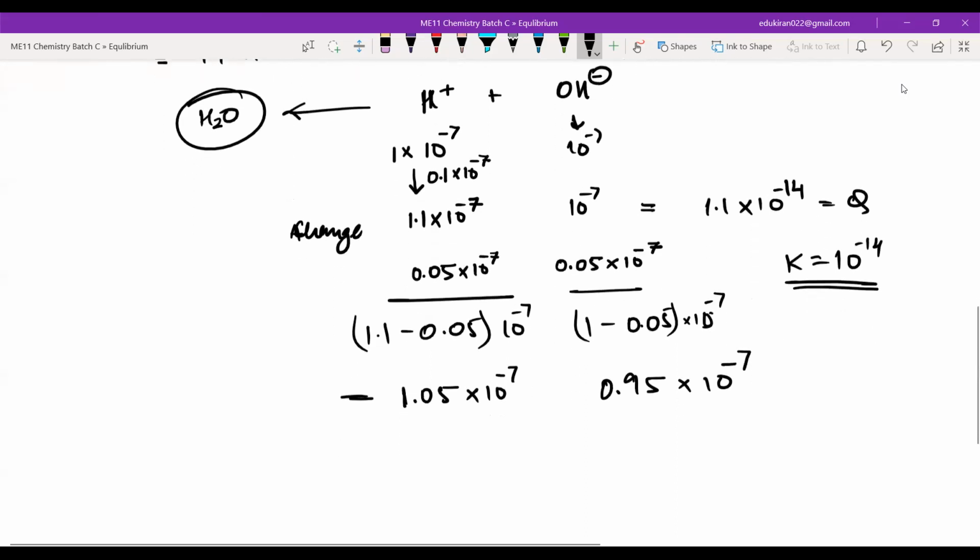Yes? Tell me, guys. Okay, fine. Now this is the concentration of H plus, 1.05 into 10 to the power minus 7. So whatever we did here now, please always do like this, so you will not have to calculate the quadratic equation. You just start from the H plus and see whatever the changes, and half of this will be getting reacted, and it will be forming H2O.